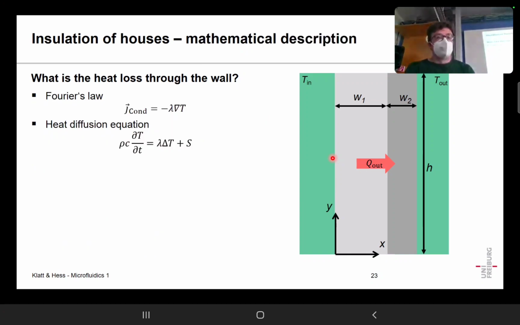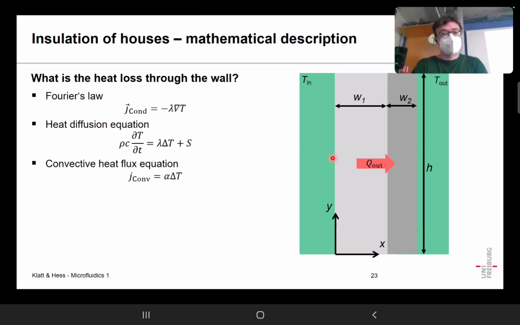Okay, so we need the same equations, but we need one additional equation, which I also presented in the video. Does anybody have an idea what that could be? Sorry? Convection equation, right? The convective heat flux is defined by this heat transfer coefficient times the delta T, so the temperature difference.